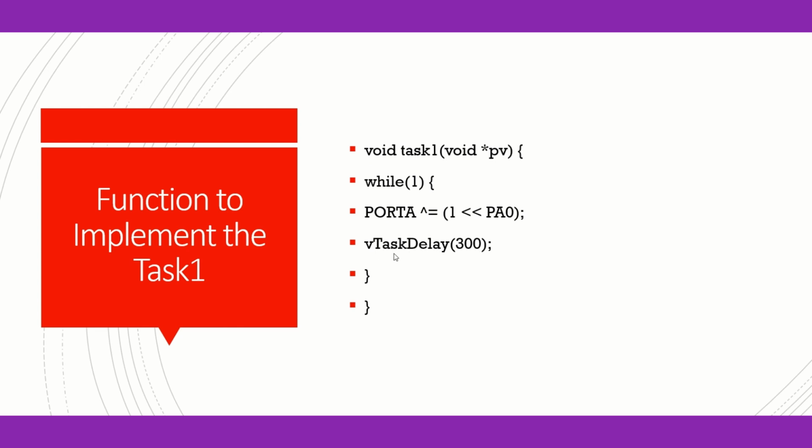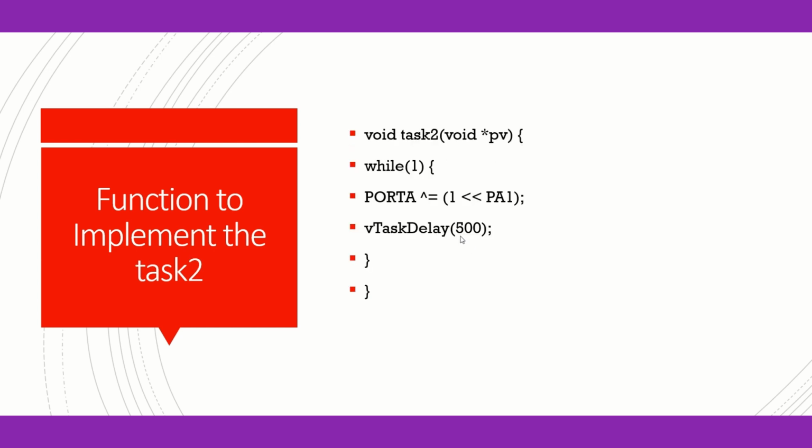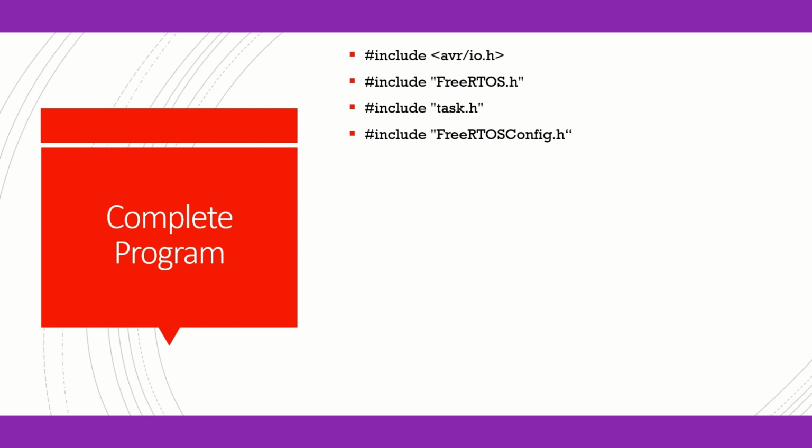We are providing the delay using the vTaskDelay API function. This API function is used to provide a delay, it's an inbuilt function in FreeRTOS, and it accepts the number of ticks. For this example, we are using 1 millisecond as the tick period. So this will provide a 300 millisecond time delay, and this function will provide a 500 millisecond time delay. If you change the tick clock, the delay will also change.